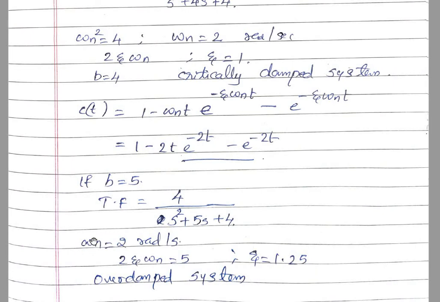Now, how did you get omega n is equal to 2? Because the value of omega n square is 4 here, in the numerator and the denominator, then omega n value will be 2. So, if the zeta value is greater than 1, we can say that the system is over damped system. Here you can see that the zeta value is 1.25 and we can conclude that the system is over damped system.